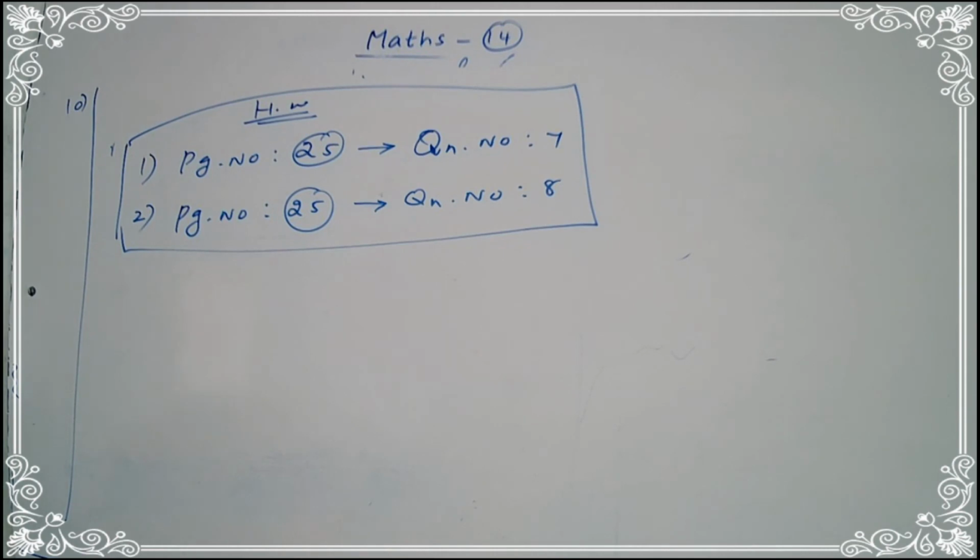Children, all of you take your book. Page number 25. Question number 7 and 8. Your homework is page number 25, question number 7 and 8. Okay. So do the sums in your homework note. Okay children? Do it yourself.